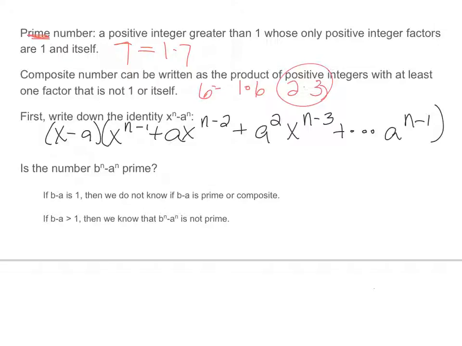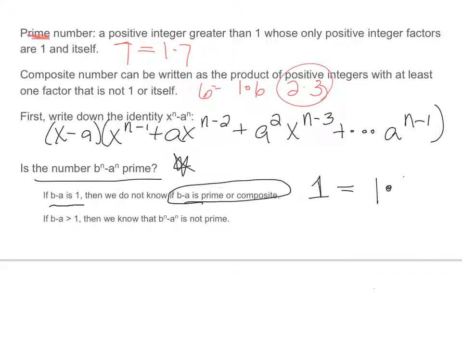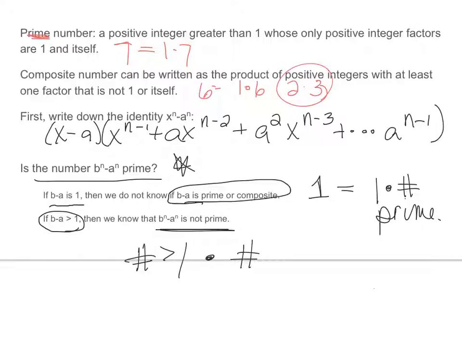All right, if we talk about whether the number b to the n minus a to the n is prime, this is really what we're talking about today, for the second half of the lesson. The first thing we need to realize is that if b minus a is 1, then we don't know if it is prime or composite, because if it's 1, our answer would be 1 times a number, which is prime, okay? So we're not sure. But if b minus a is greater than 1, then we know that it's not prime, because we would have a number bigger than 1 times another factor. And it has to be bigger than 1. If it's 1, it could be prime.